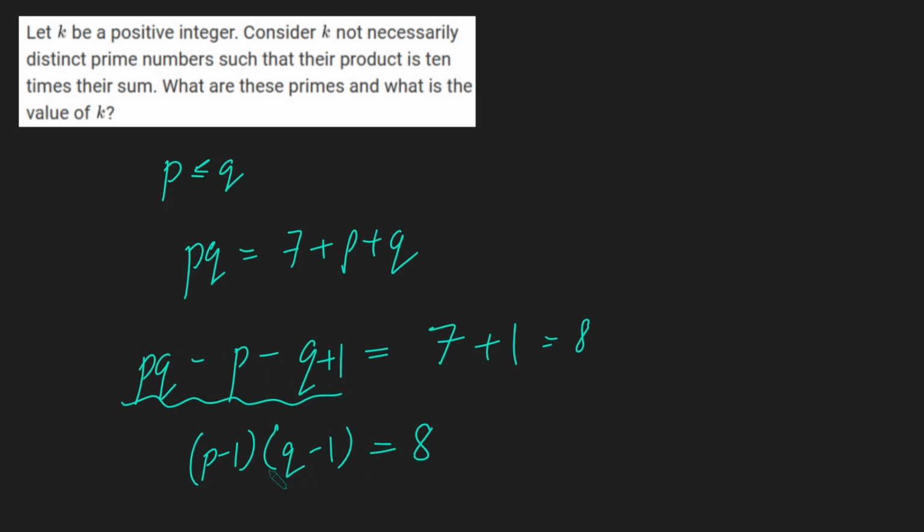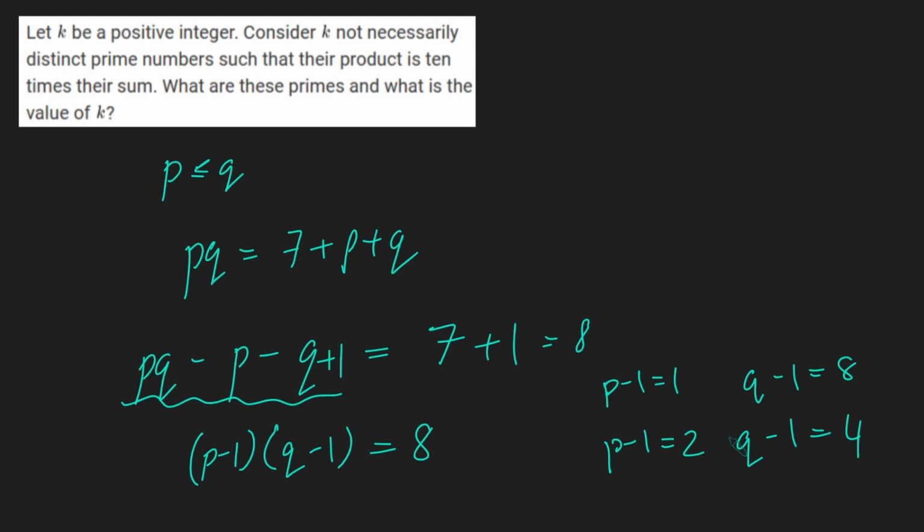And now this is great because we know p and q are prime numbers. In particular, they're positive integers at least 2. So p minus 1 and q minus 1 are going to be positive integers. 2 positive integers multiply to give us 8. There's only a few possibilities here. So either we could have that p minus 1 is 1 and q minus 1 is 8. That's one possibility. Or we could have p minus 1 is 2 and q minus 1 is 4, because those are the only factors of 8.